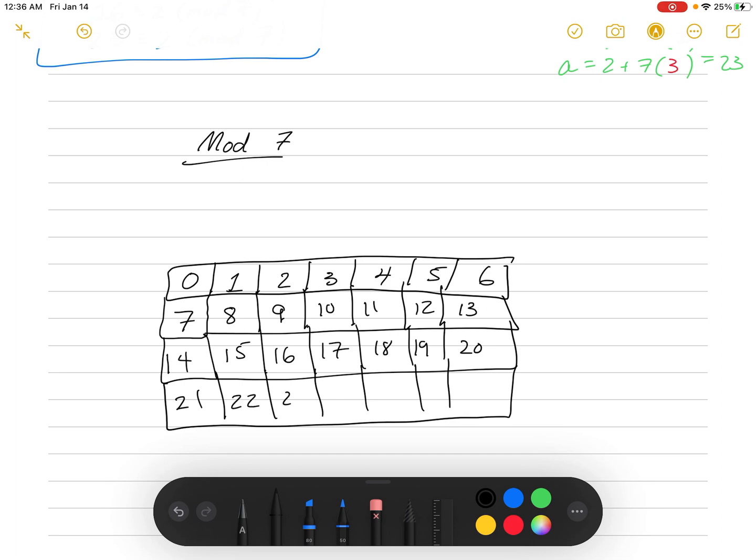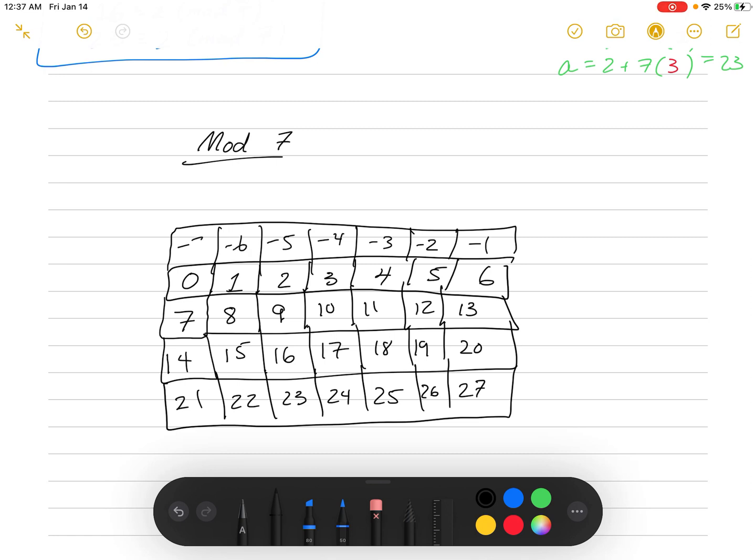After 21 comes 22, 23, 24, 25, 26, and then 27 ends up in the same column as 20. Or you could go above with some negative numbers. So I had 0. If I went backwards, I'd have negative 1 in the same column as 6, and then going backwards, negative 2, negative 3, negative 4, negative 5, negative 6, negative 7. And if I keep going backwards, negative 8 would go above negative 1, and it goes back to negative 9, negative 10, negative 11, negative 12, negative 13, negative 14, and so on.